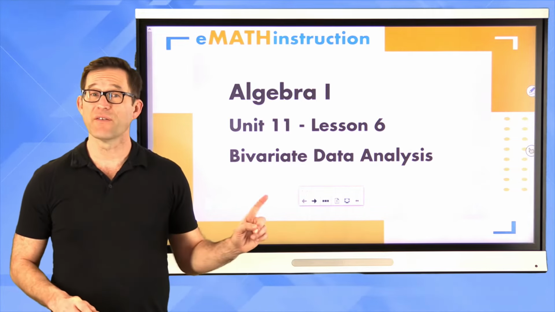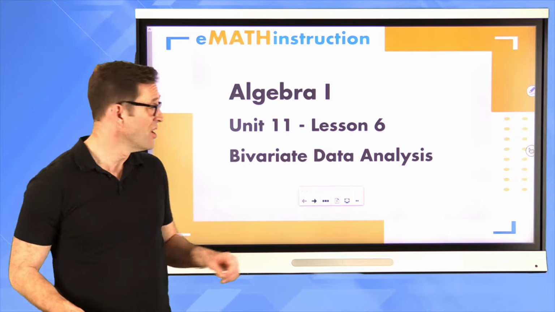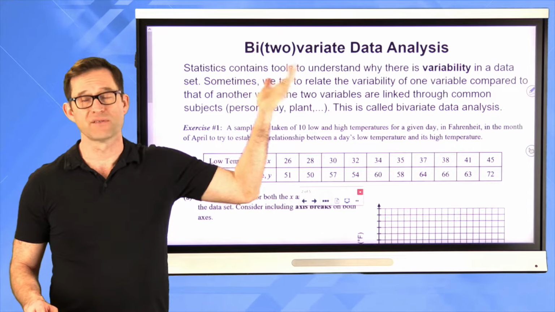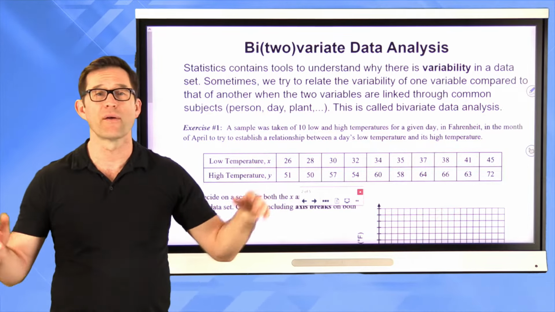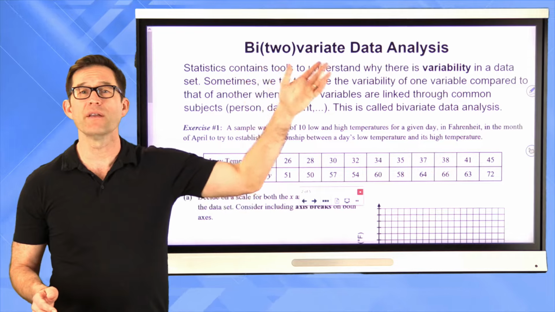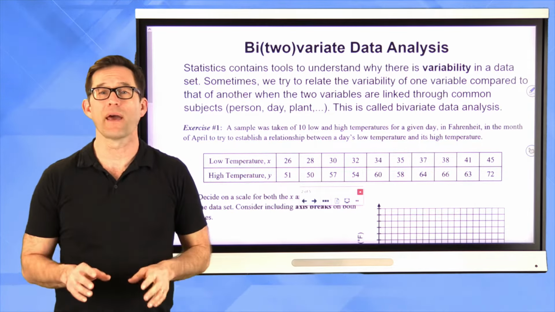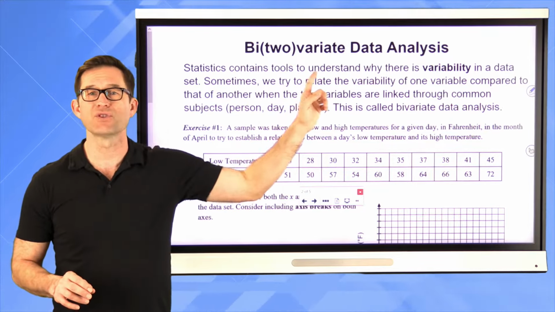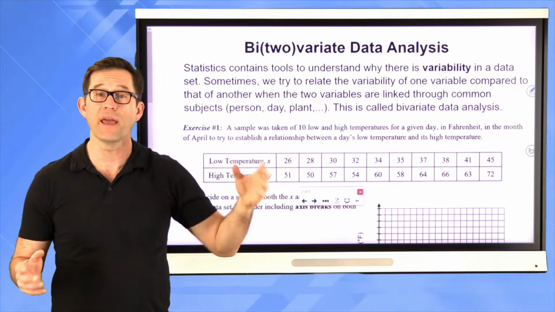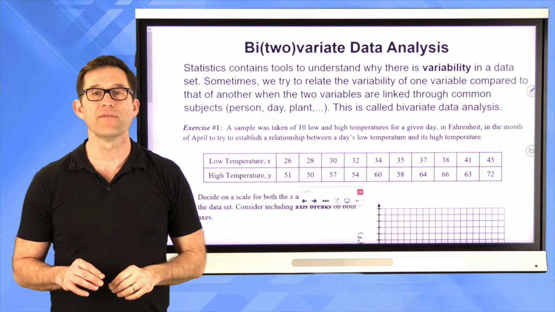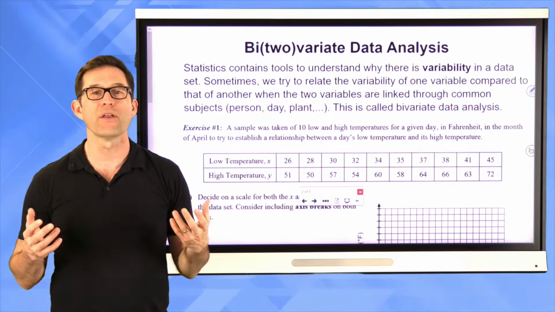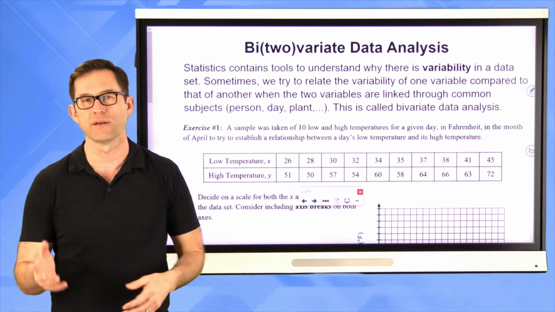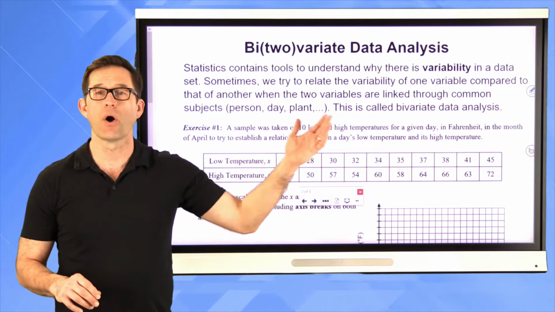All right, that's a fancy term, bivariate data analysis. So let's get right into it and start discussing what this is. Bi always means two: bicycle, binomial, right? Bivariate data analysis means that we're going to be analyzing two different variables that are somehow paired up. Statistics contains tools to understand why there's variability in a data set. Sometimes we try to relate the variability of one variable to that of another when the two variables are linked through a common subject, a person, a day, a plant, whatever. And this is called bivariate data analysis.